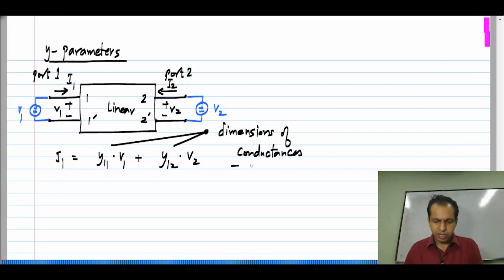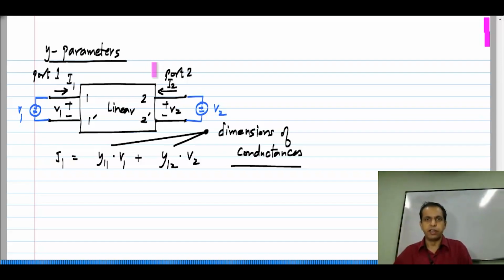conductances. In fact, this is the reason it is called Y parameters. We know that G is the letter used to denote conductances, but for frequency dependent circuits, there is a generalized form of conductance known as admittance, which is also the ratio of current to voltage, and that happens to be denoted by letter Y. So, these parameters which have these conductances as the proportionality constants in the linear combination are called Y parameters. For now, it is just a name for us. These Y parameters have dimensions of conductances.